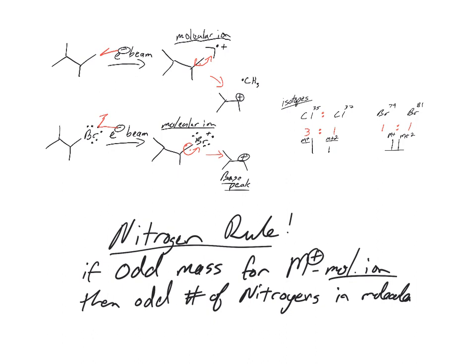So don't try to find nitrogens or not. But if there's an odd mass for a molecular ion, then there's an odd number of nitrogens in the molecule. If you have an even mass, they have an even number of nitrogens. An even can also mean 0 nitrogens.